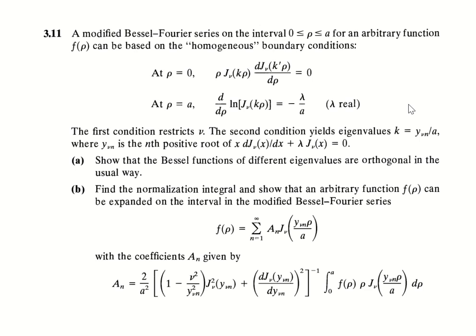In part A, we have to show that the Bessel functions of different eigenvalues are orthogonal in the usual way, while in part B, we have to find the normalization integral and show that an arbitrary function can be expanded in the modified Bessel-Fourier series with coefficients given by the expression beneath.